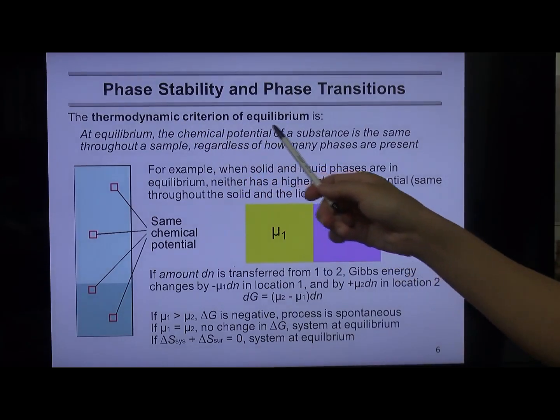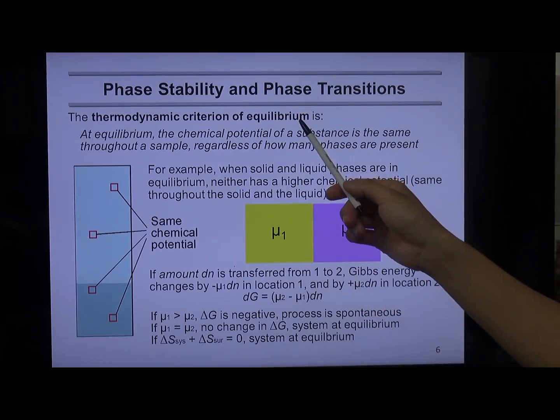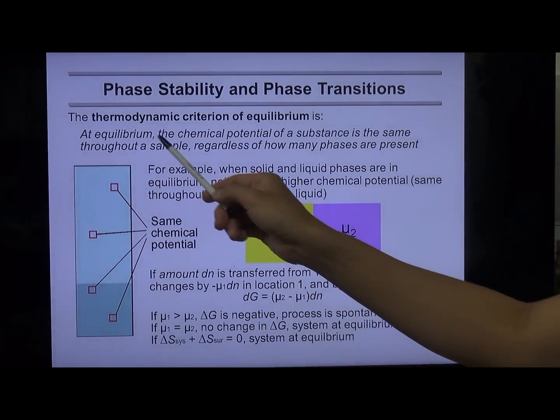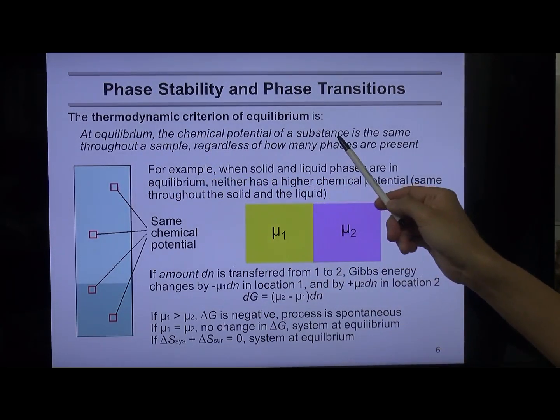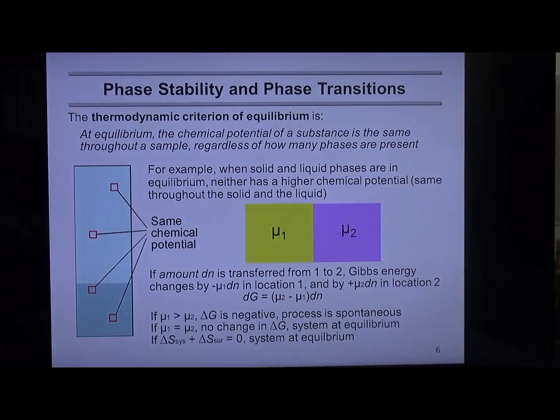Thermodynamic criterion of equilibrium. When you deal with phase transition, we'll encounter equilibrium, right? Because we are basically dealing with 2 different or 3 different phases at equilibrium when phase transition occurs. So, at equilibrium, the chemical potential of a substance is the same throughout a sample, regardless of how many phases are present.